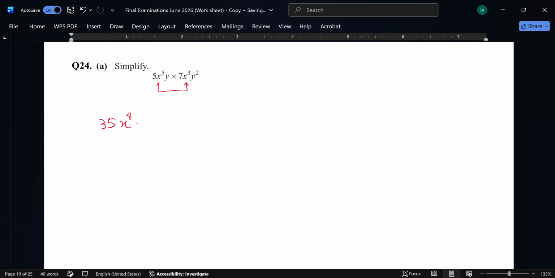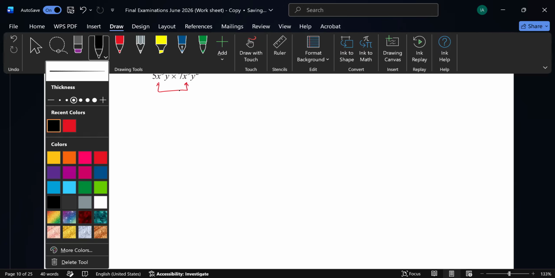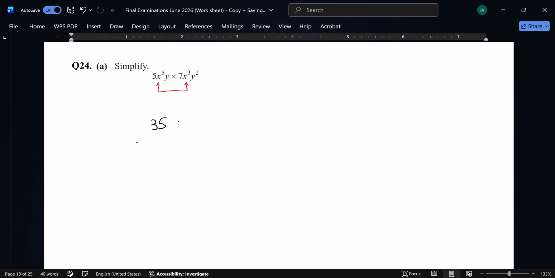And similarly, look at the y. I'll show you the detailed version. You can have a good idea what is going to happen here. So 5 times 7 will give you 35. The two x are same, so the powers must be added. Similarly, same thing happens with the y. It's 1 plus 2. So the final answer is 35 x power 8 and y to the power 5.